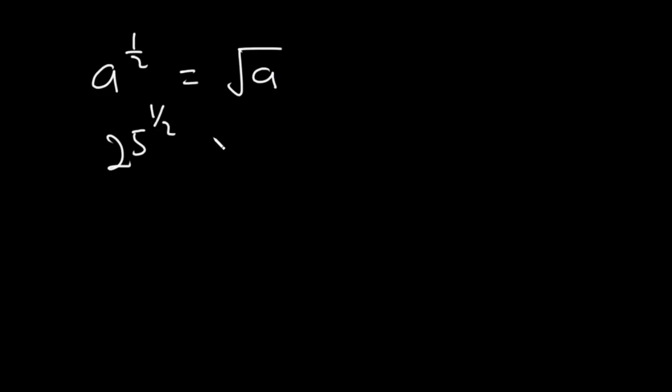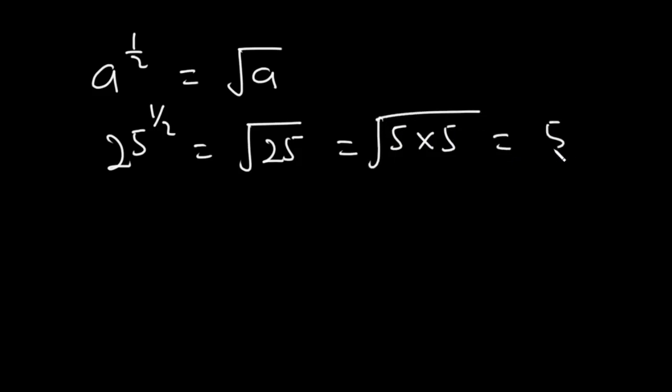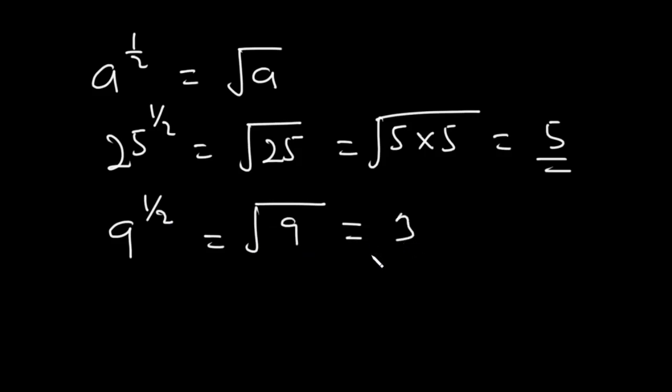Now let's talk about fractional index. Let's say you have a exponent 1 over 2. It is the same as having the square root of a. So if you have 25 exponent 1 over 2, then you can express it as square root of 25. And then the square root of 25 is 5, because 5 times 5 is equal to 25. Let's say you have 9 exponent 1 over 2. That is equal to square root of 9. And then we have 3.